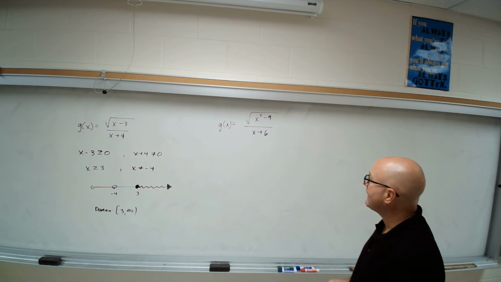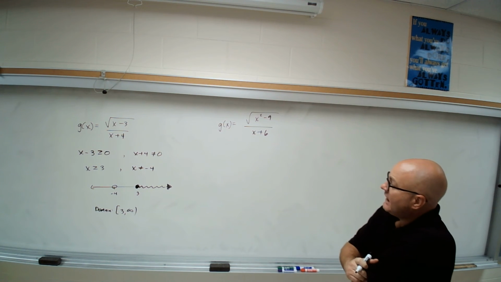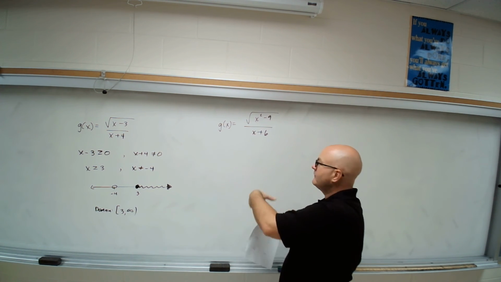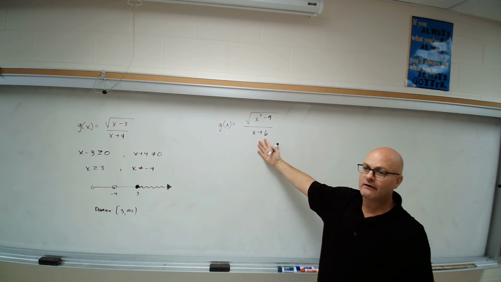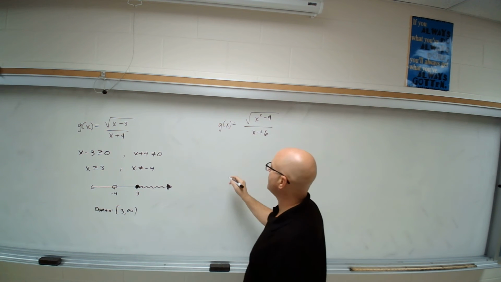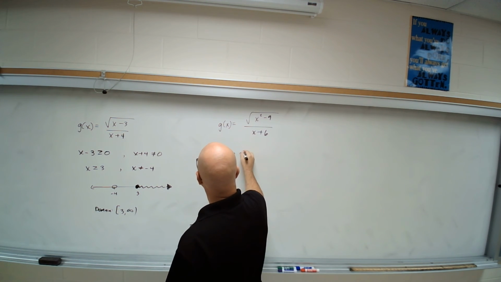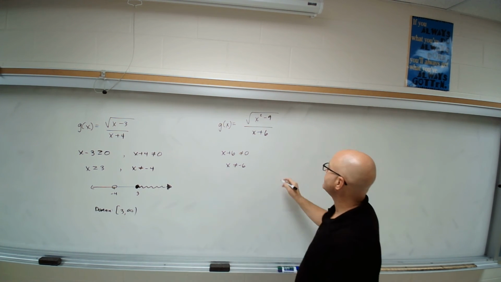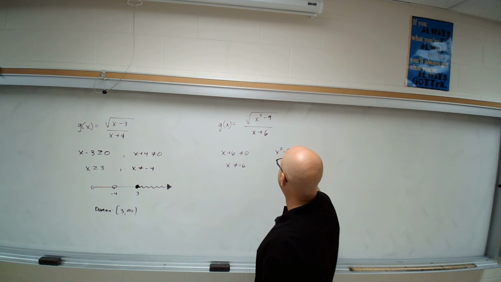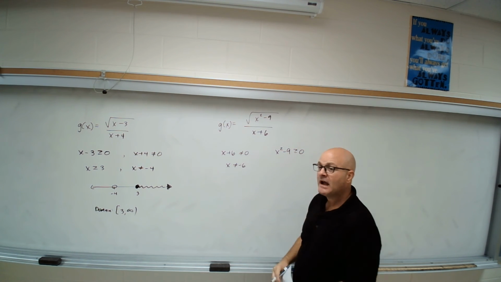Now this last one here, the first part. Hopefully you look at this and you're like, well, negative 6 is out. So we write that x plus 6 cannot equal 0, so x cannot equal negative 6. We got that. The next part is x squared minus 9 is greater than or equal to 0.